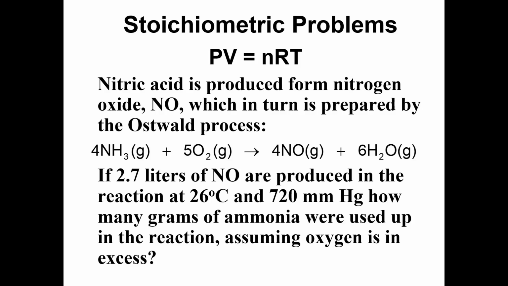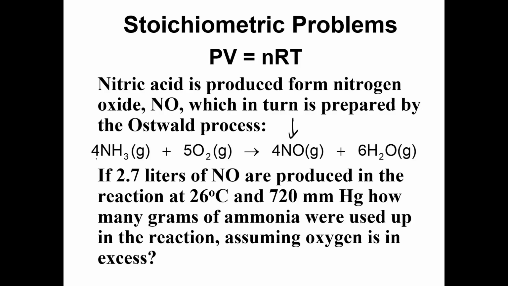Same concept here, right? Nitric acid is produced from nitrogen oxide, NO, nitrogen monoxide, which in turn is prepared by the Ostwald process. Okay, so this is the production of nitrogen monoxide here from ammonia and oxygen gas. If 2.7 liters of nitrogen monoxide are produced in the reaction at 26 degrees Celsius and 720 millimeter mercury, how many grams of ammonia were used up in the reaction, assuming oxygen is in excess?